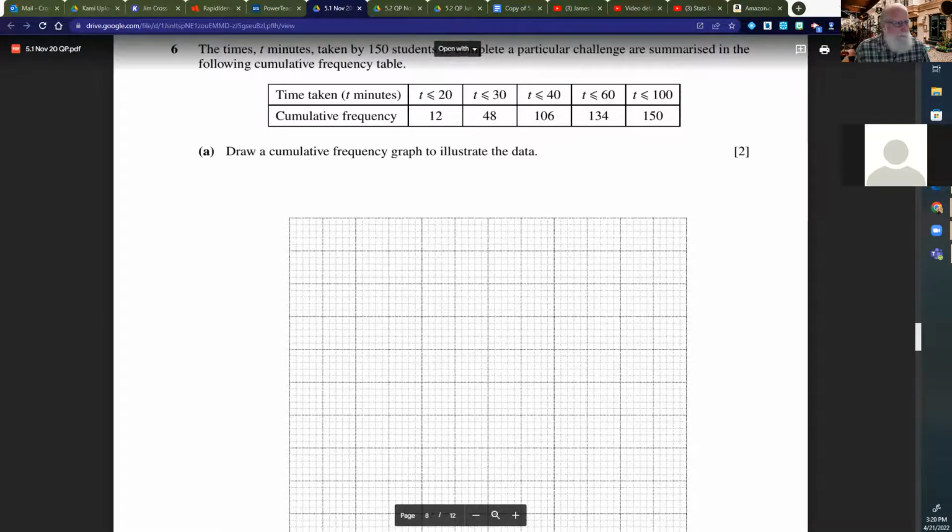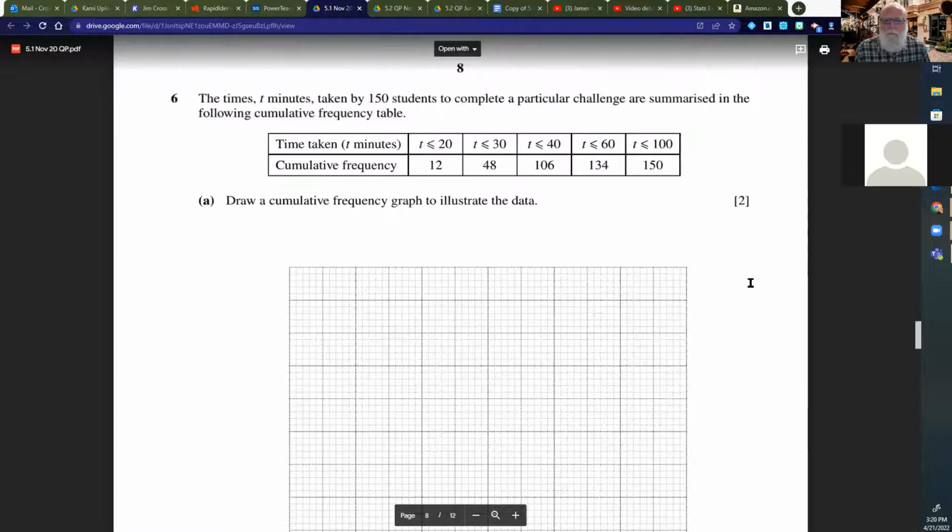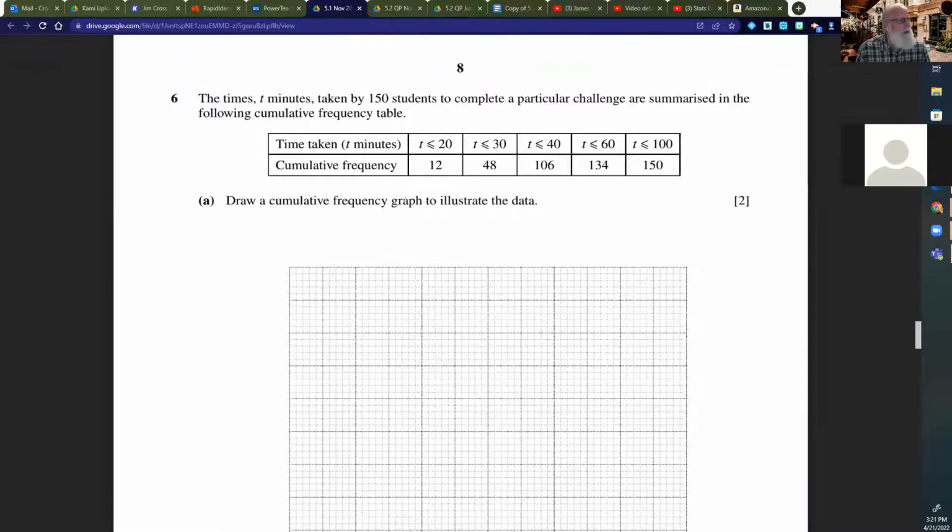So what's it say to do? They want us to draw a cumulative frequency graph. Okay. And what have they given us? The cumulative frequency. Yeah, you'll notice how it's a cumulative frequency table. Mm-hmm. All right.